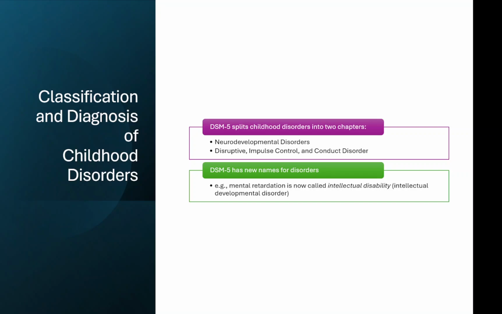Childhood disorders, such as those related to behavior, are classified into two main categories in the DSM-5. The first category that we're going to cover today is neurodevelopmental disorders. The second category focuses on disruptive, impulse control, and conduct disorders. So, we're going to explore how neurocognitive disorders are considered alongside neurodevelopmental disorders.